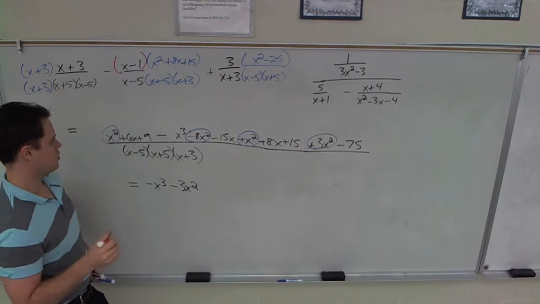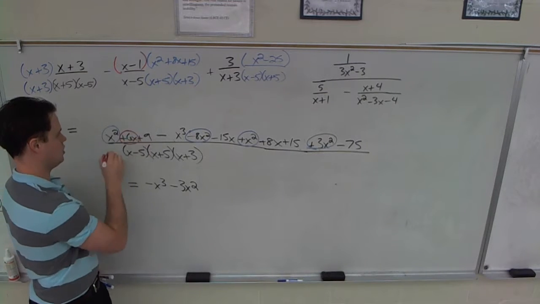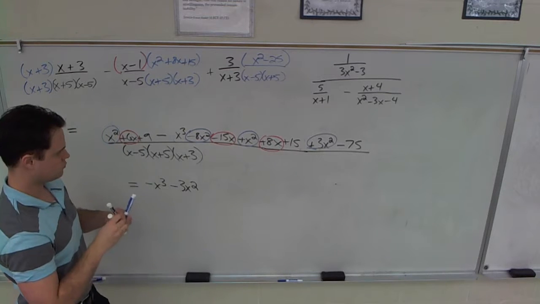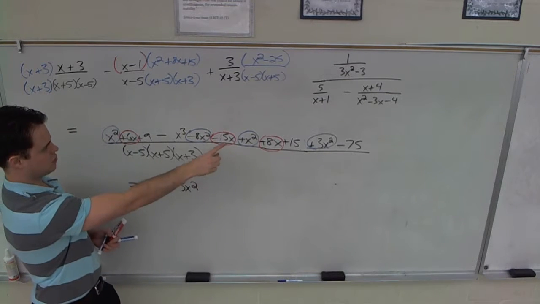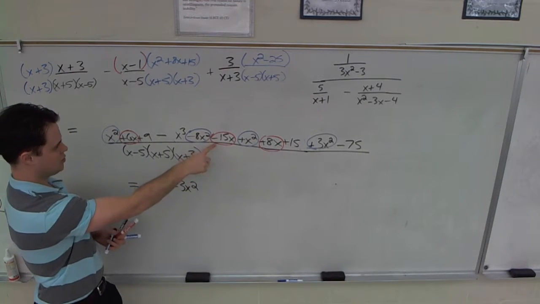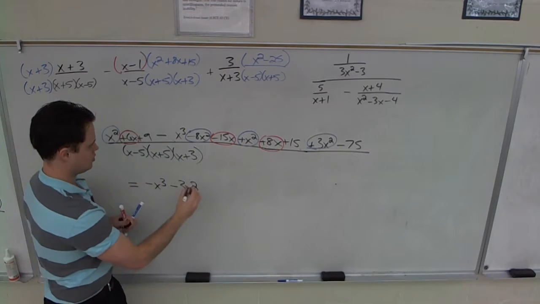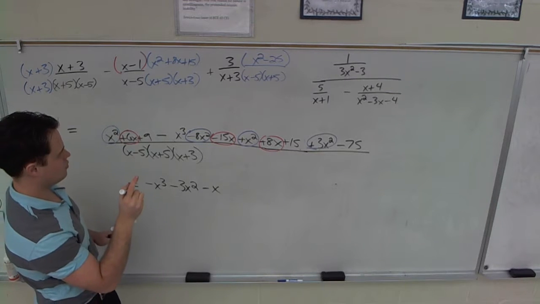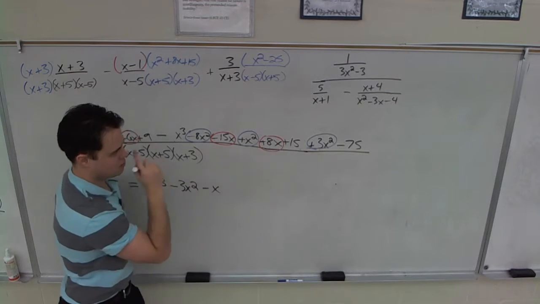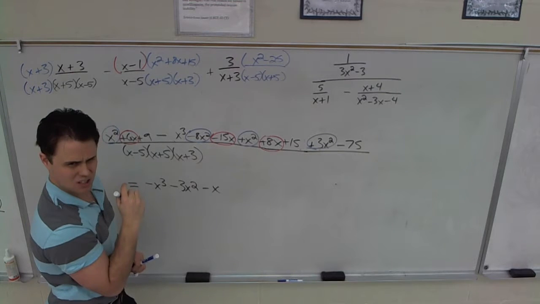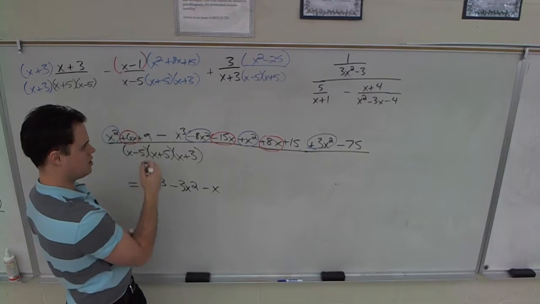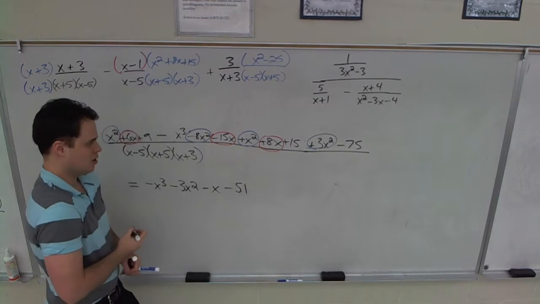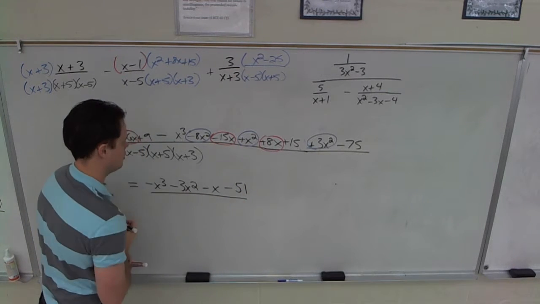Then I'm going to say, okay, x's. Let's see, I've got this one, this one, this one. 6 and 8 is 14, minus 15 is minus 1. And then constants, I have 15 minus 75 is negative 60, plus 9 is negative 51. Use a calculator if you want to, I think that's it.